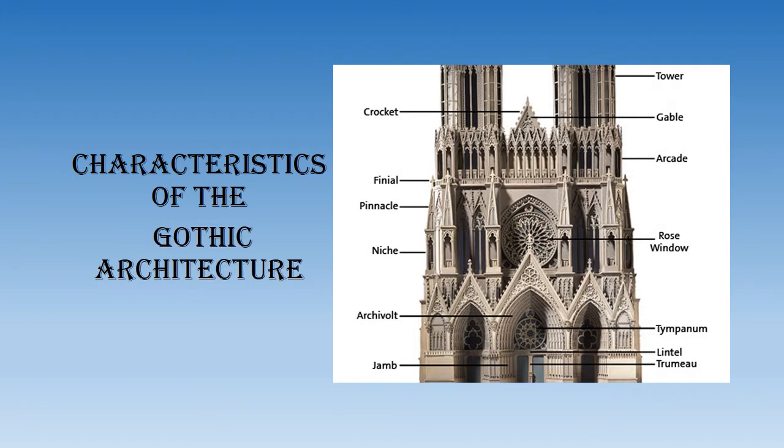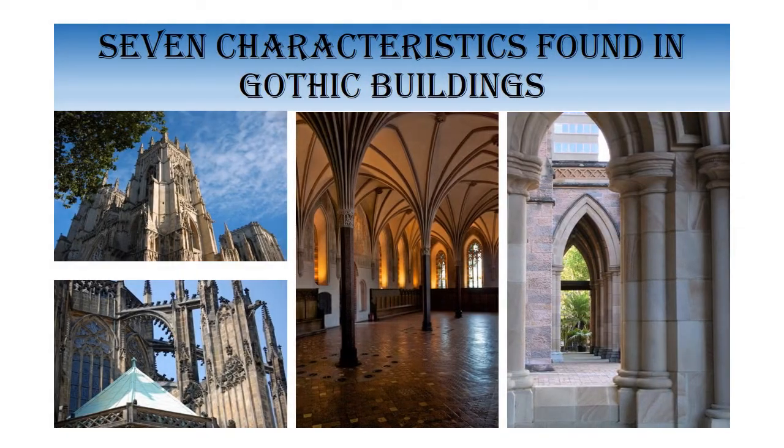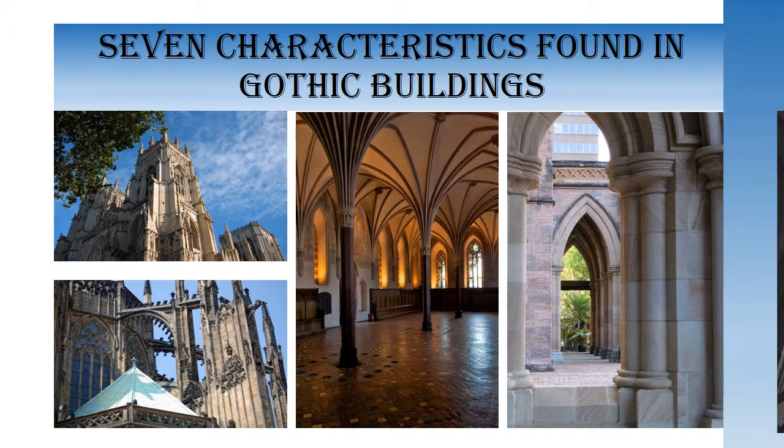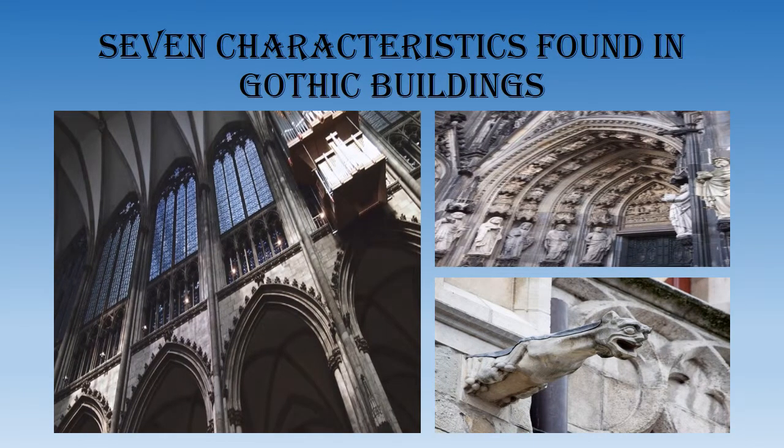Characteristics of the Gothic architecture. There are 7 characteristics found in Gothic buildings. They are grand, tall designs with height and grandeur, the flying buttress, the pointed arches, the vaulted ceilings, the light and airy interior, the gargoyles of Gothic architecture, and the emphasis upon the decorative style and the ornate.